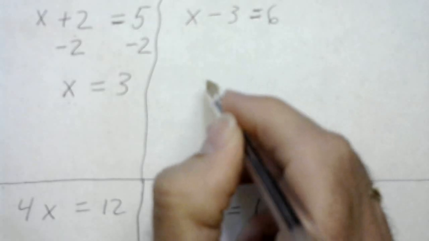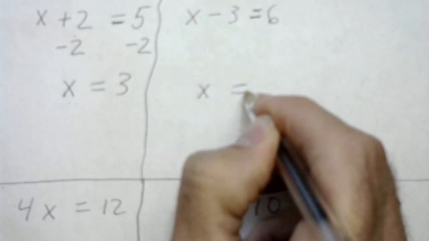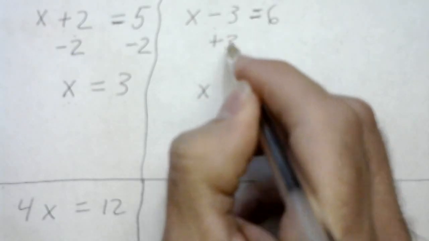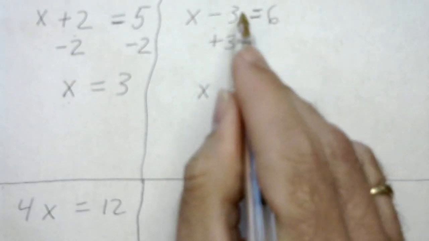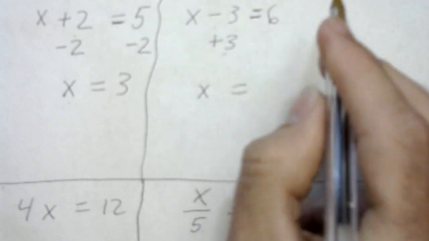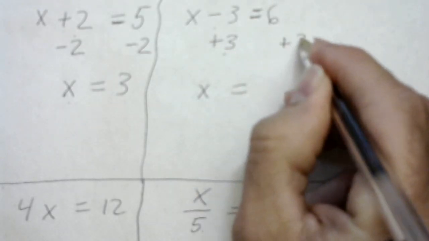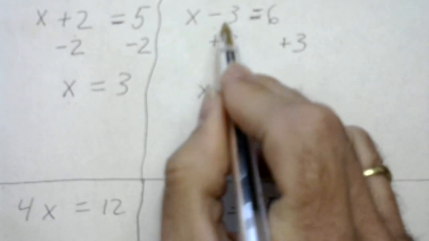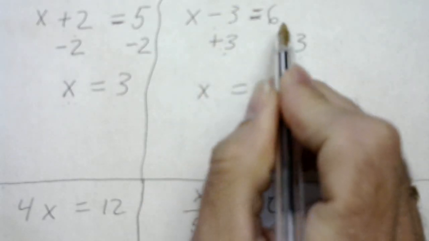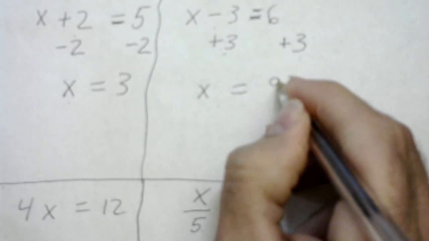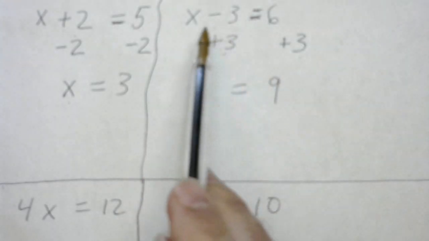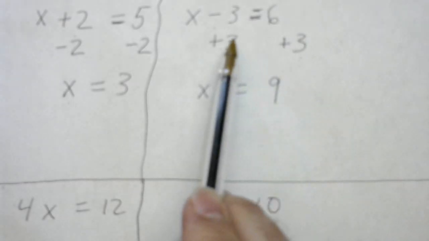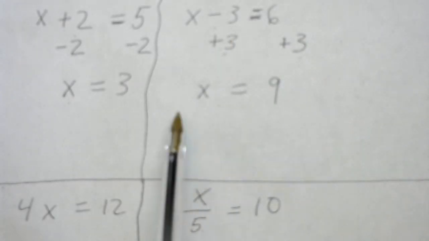X minus 3. So again, I want x by itself. And if I'm subtracting 3, I want to do the opposite. I want to add 3. And because these are equal, if I add 3 over here, if I do the same thing over here on the other side of the equal sign, they're still equal. Add 3, that cancels. 6 plus 3 is 9. So that's really what we're doing. We're identifying what I'm doing here, do the opposite, and do the same thing to the other side. And then what do I get after that?